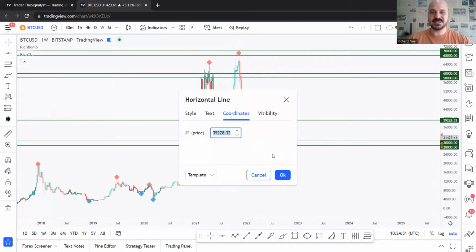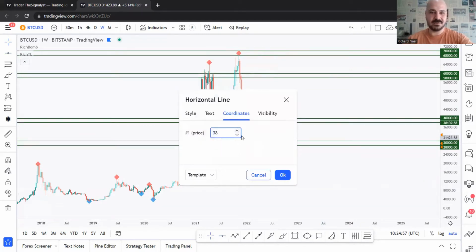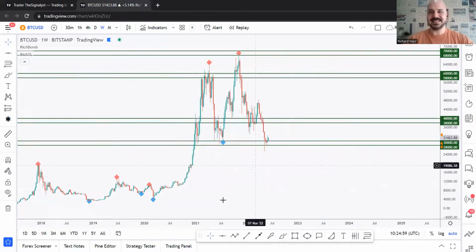And we also got what? The 40K zone, which is a very, very strong zone. Let's do an offset 38K. Look at how strong this zone is.